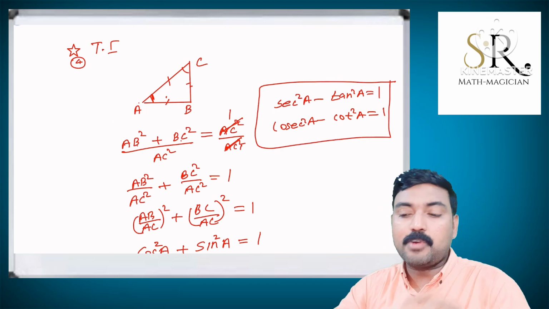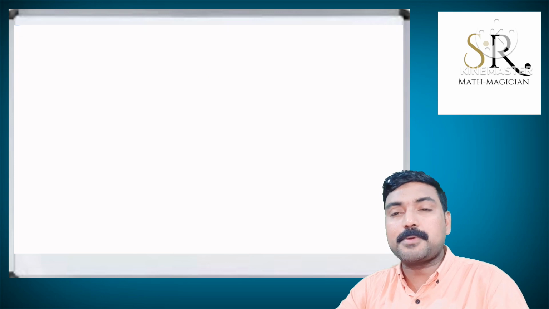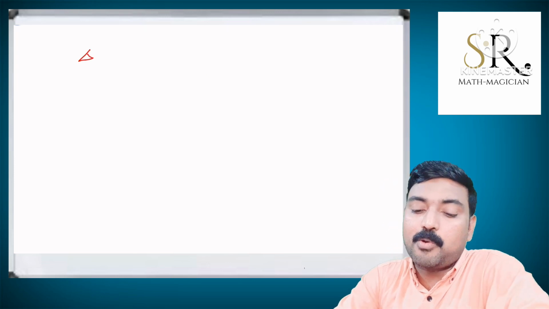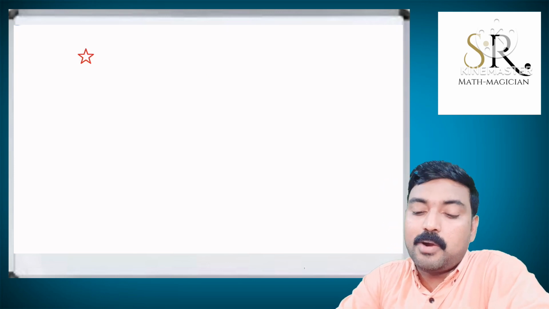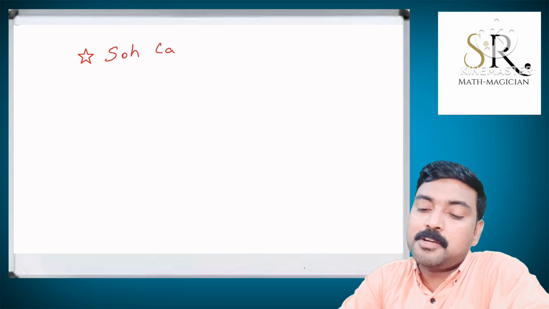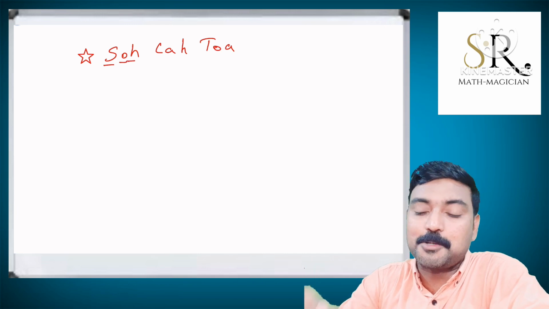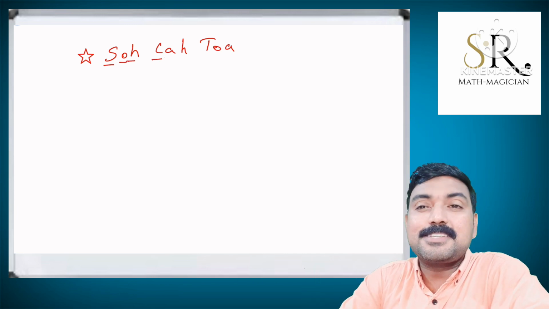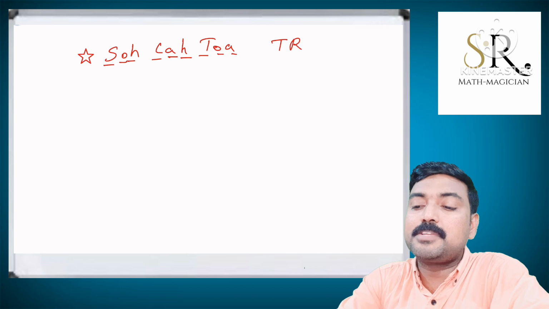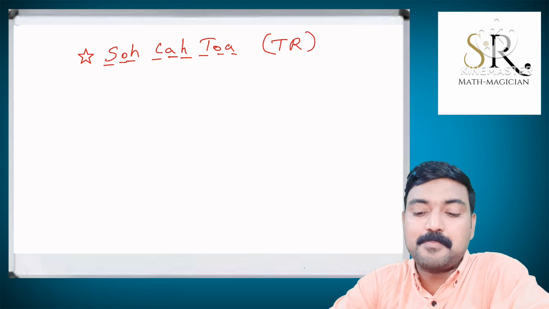Once again, within 1 minute, we will complete all the topics from this chapter. Point number 1, SOHCAHTOA. What is SOHCAHTOA? SOHCAHTOA means S for sine. Sine means opposite side and hypotenuse dividing ratio. CAH means cos is adjacent by hypotenuse. TOA means tan is opposite by adjacent. This is the first point which is known as trigonometric ratios.